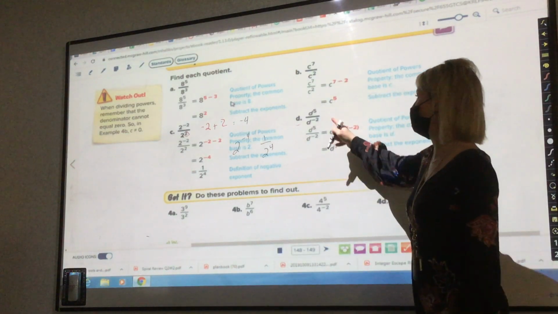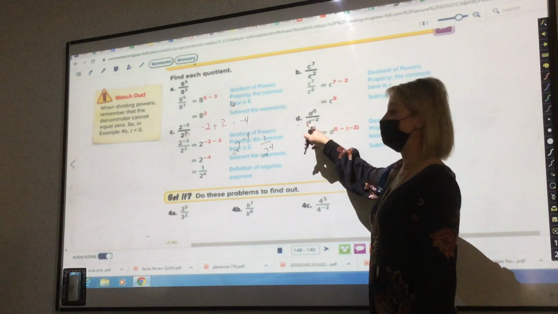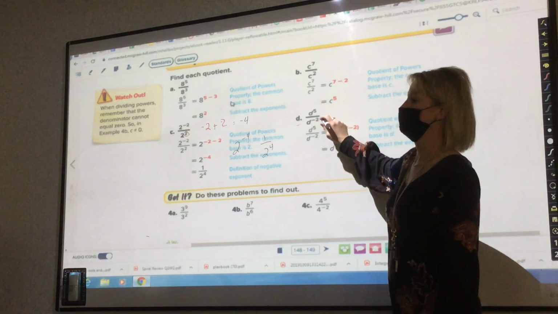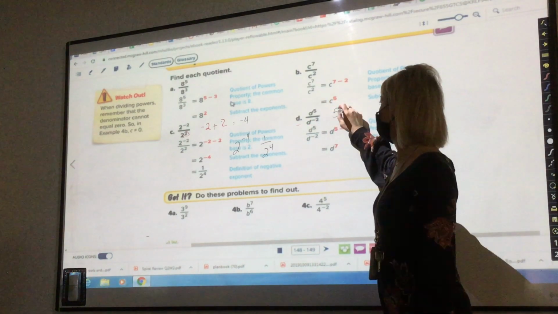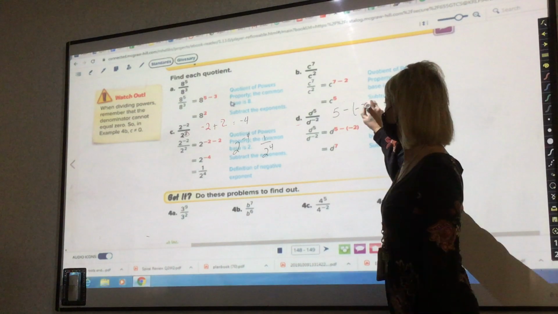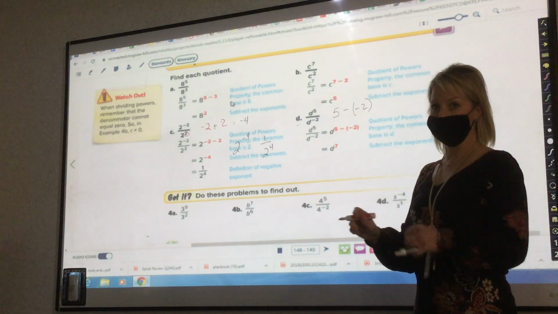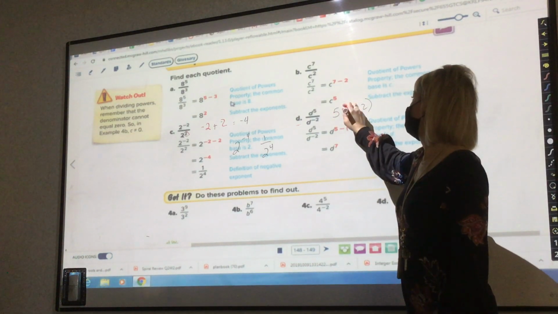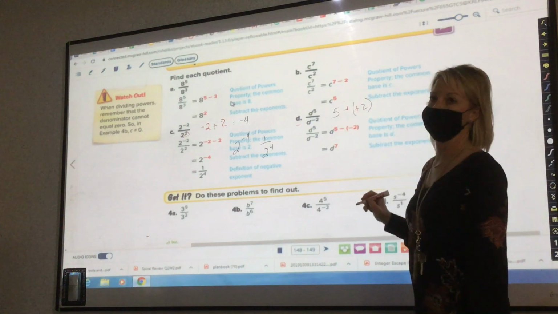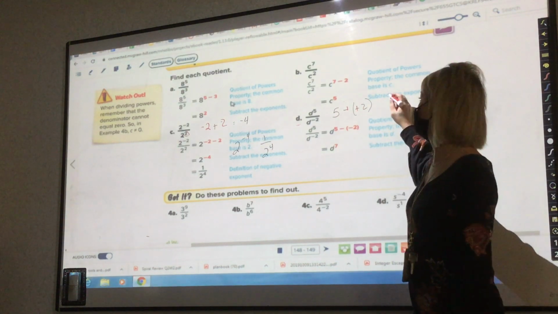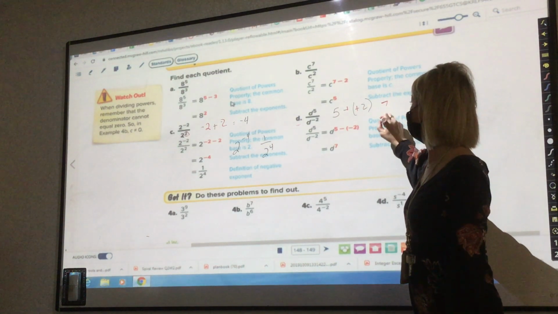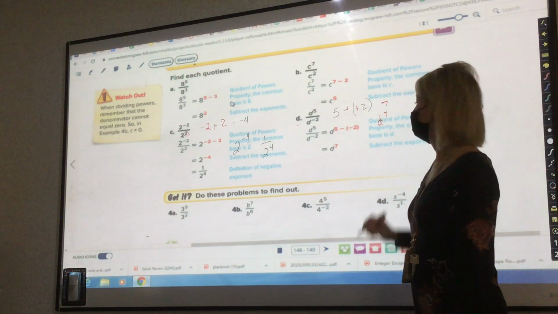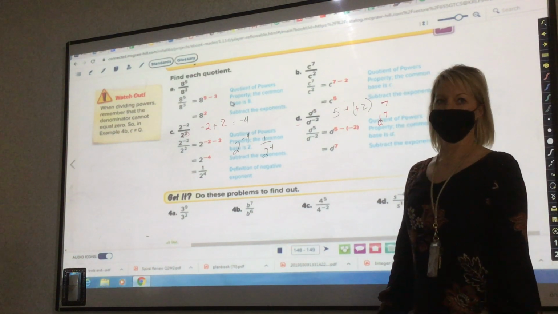I got another example. I have d to the 5th divided by d to the negative 2nd. So it'd be 5 minus a negative 2. Rule of integers. Keep, change. So 5 plus 2 would be 7. So it'd just be d to the 7th power. You guys understand that?